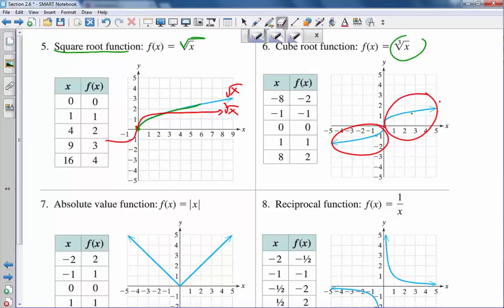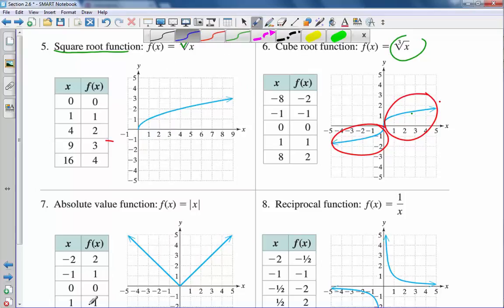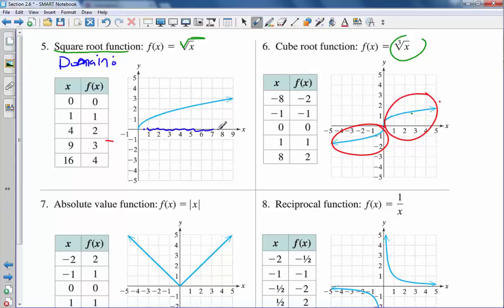Alright? Okay, let's identify quick details about these functions. What's the domain of square root function? Doesn't say here, but in interval notation. What's the domain? What kind of numbers you're allowed to insert in this function here? Do you see anything negative? It's only numbers here, right? So how do you write all the numbers here? As an interval.